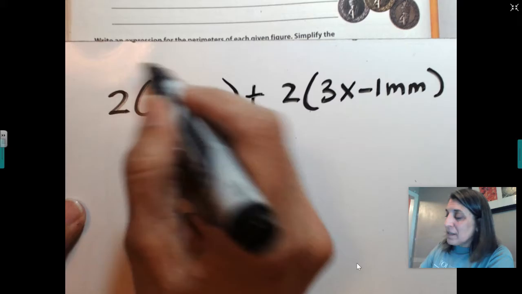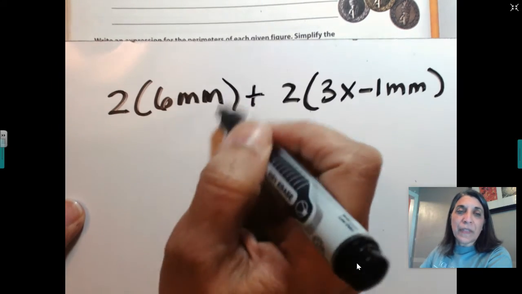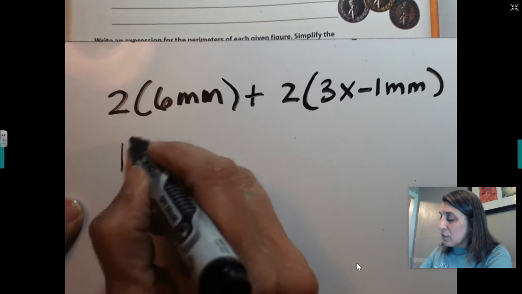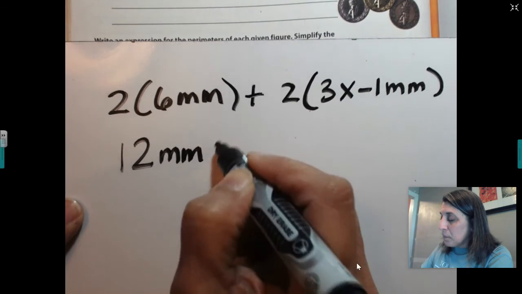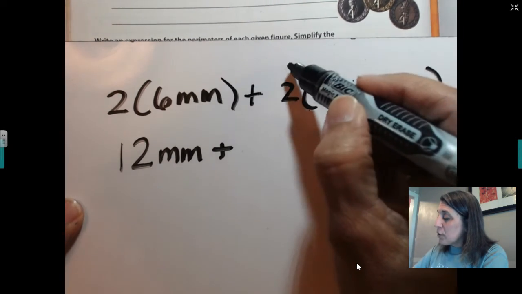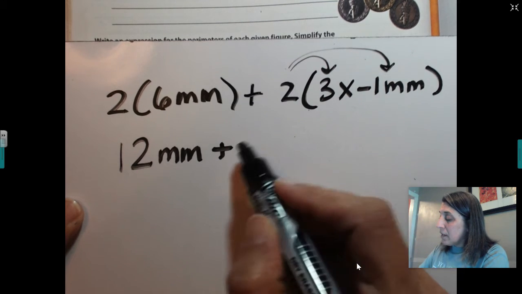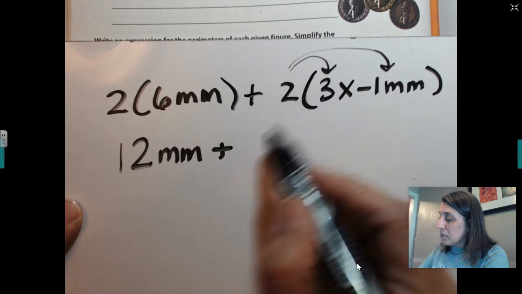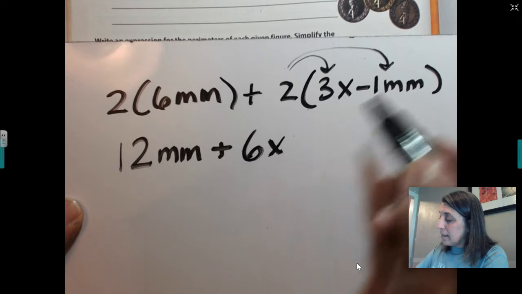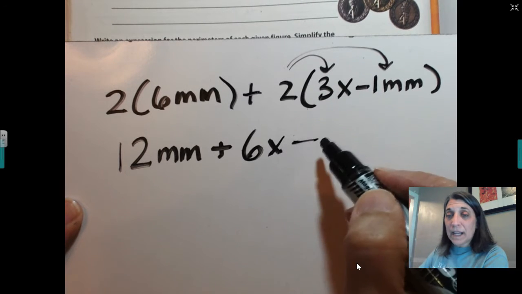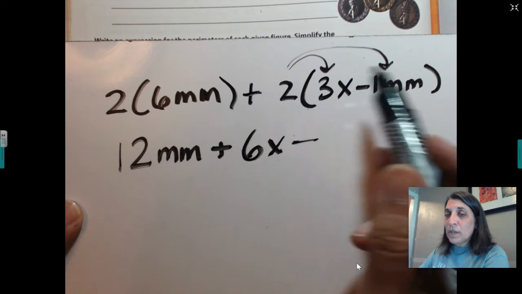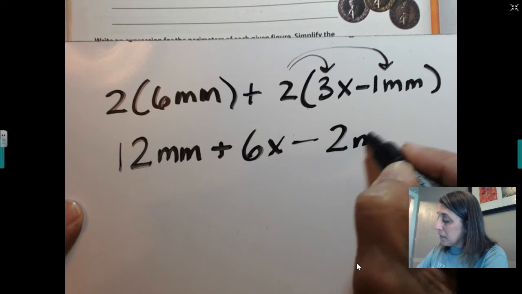So all this is not really much to distribute, because there's just one thing inside. It's just 2 times 6 is 12 millimeters plus. Now I'm going to distribute the 2 to the 3x and distribute the 2 to the 1. I already have my plus sign. 2 times 3 is 6x minus, keep the same sign, keep going. 2 times 1 is 2 millimeters.